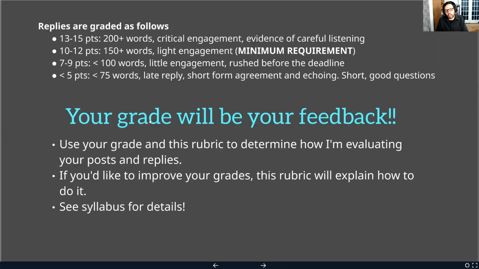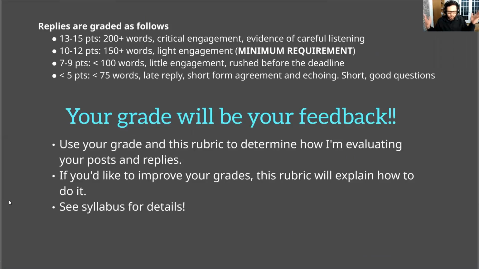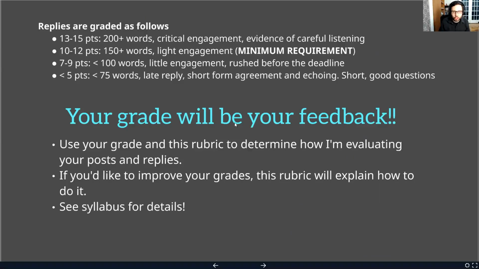So you can use that grade to go back to the rubric that we just went through and figure out how I'm evaluating your work. If you think that I'm making a mistake, that you did more work than I'm giving you credit for, then send me an email and say, hey, can you regrade this assignment? I think you graded it wrong. And I'd be happy to look at anything you ask me to regrade. I have a lot of students. I go through the grading somewhat quickly, so I can make mistakes. So if you find mistakes, let me know. Use your grade as feedback.